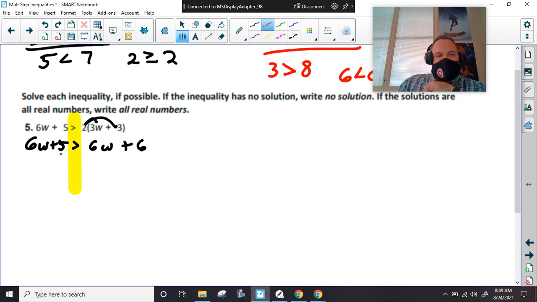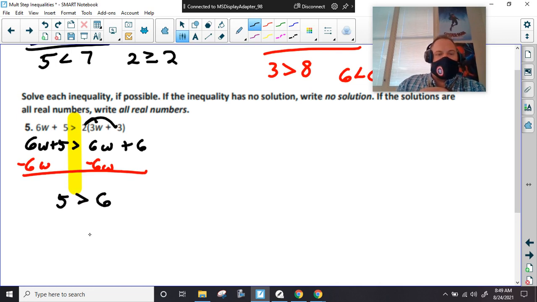I have unlike terms on both sides because we can't combine these people because they're different teams. I've got to move this 6W over here with this 6W. So I subtract. That's a poorly written 5. But we get a statement that says 5 is greater than 6.